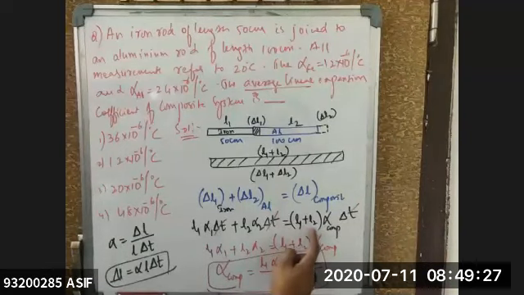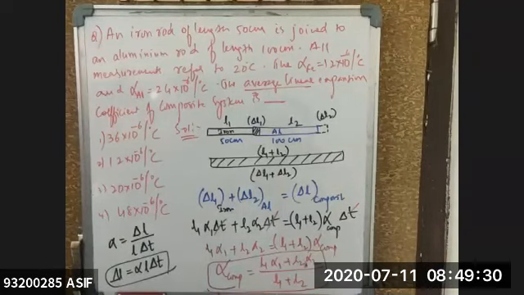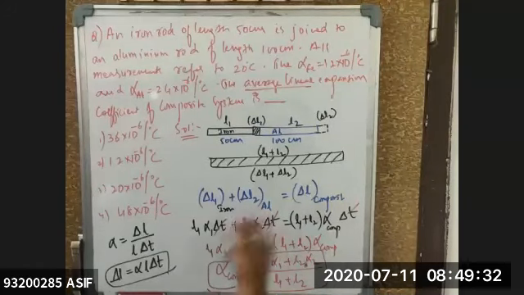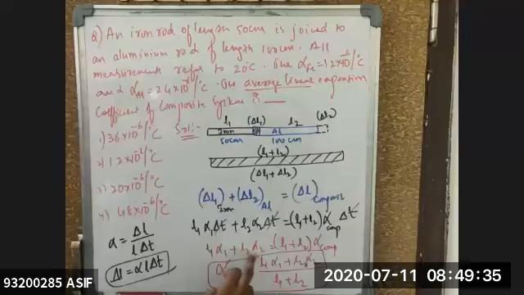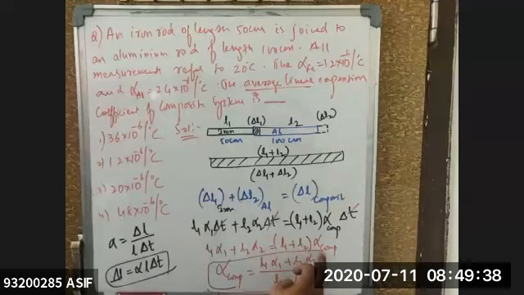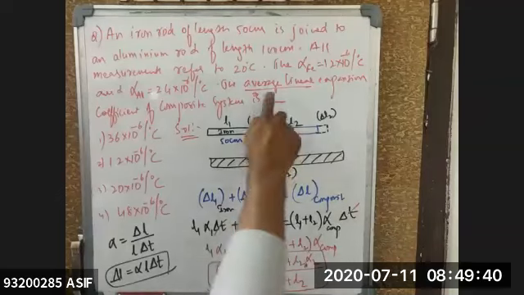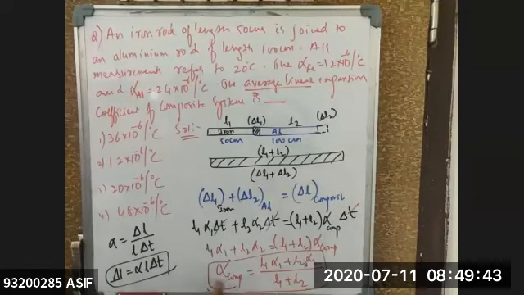L1 plus L2, alpha of your composite into the same temperature change, that is nothing but delta T. So everywhere delta T is getting cancelled. So L1 alpha 1 plus L2 alpha 2 is equal to L1 plus L2 into alpha of composite. So alpha of composite, average linear expansion, that is one and the same. So the average will be equal to L1 alpha 1 plus L2 alpha 2 divided by L1 plus L2. Like if two velocities are given, V1 and V2, how do you write the average velocity? We did the same way in kinematics. So alpha average is equal to L1 alpha 1 plus L2 alpha 2 divided by L1 plus L2.